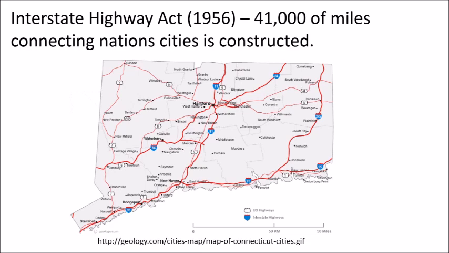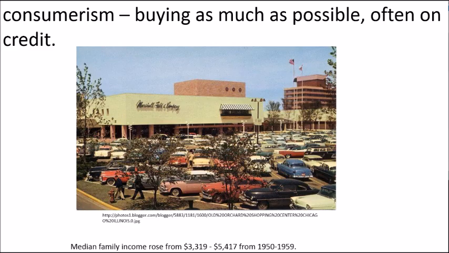Well, one of the main results of the Interstate Highway Act is you saw this huge boost in consumerism where people would buy as much as they possibly could, often on credit, meaning you're buying things now and paying later. Today, the main way we do that is through credit cards, where you swipe the piece of plastic or the chip or whatever, and then you don't have to pay for it until the end of the month. So that's buying on credit.